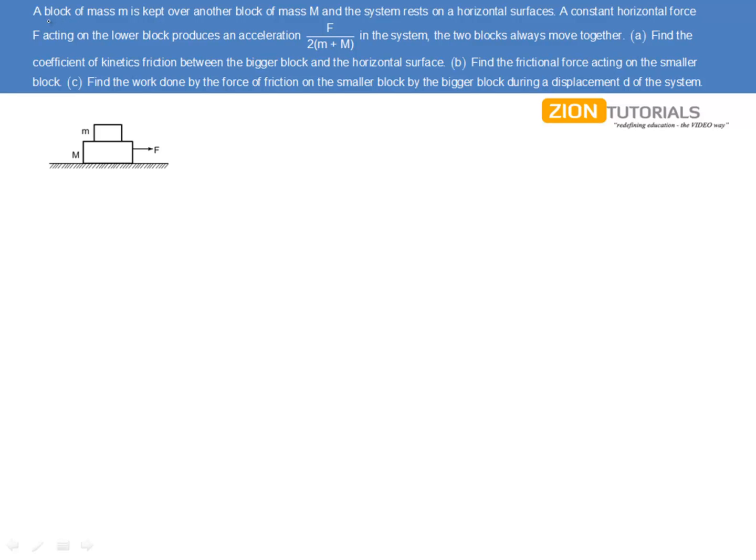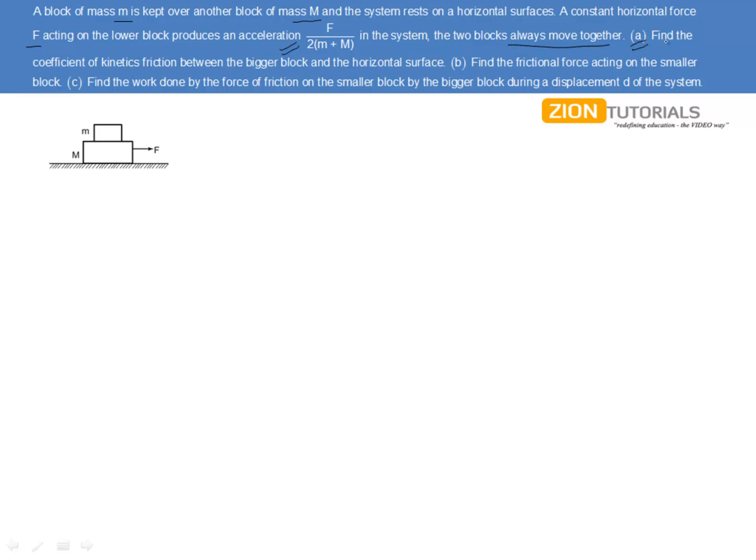As the question says, a block of mass m is kept over another block of mass capital M, and the system rests on a horizontal surface. A constant horizontal force F acting on the lower block produces an acceleration F by 2 M plus m in the system. The two blocks always move together.